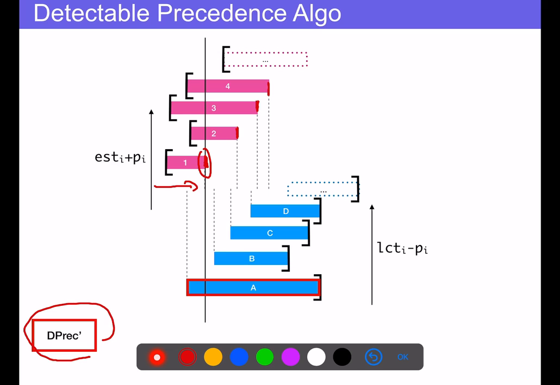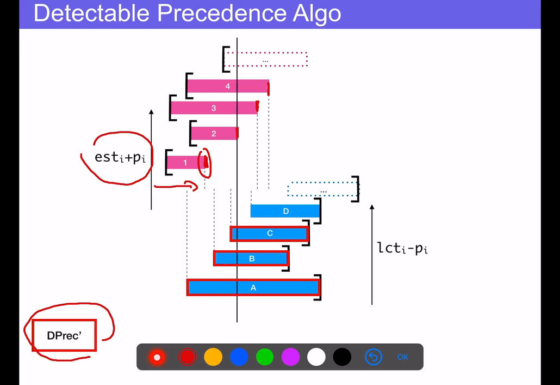Then I consider the next one, which is this one, and the two additional ones that should be included in the detectable precedence set are B and C, okay? And you see that the sets are nested because according to this order, I can only add new activities in the detectable precedence sets. The ones that were there before will remain. So if you would move the line up to there, you will additionally add the activity D, but you will not remove the ones that have already been included, okay? And so you include that one, and so on and so on.